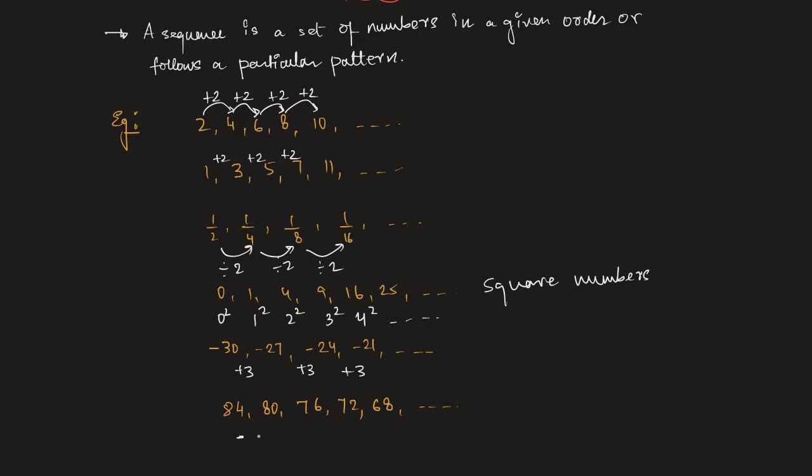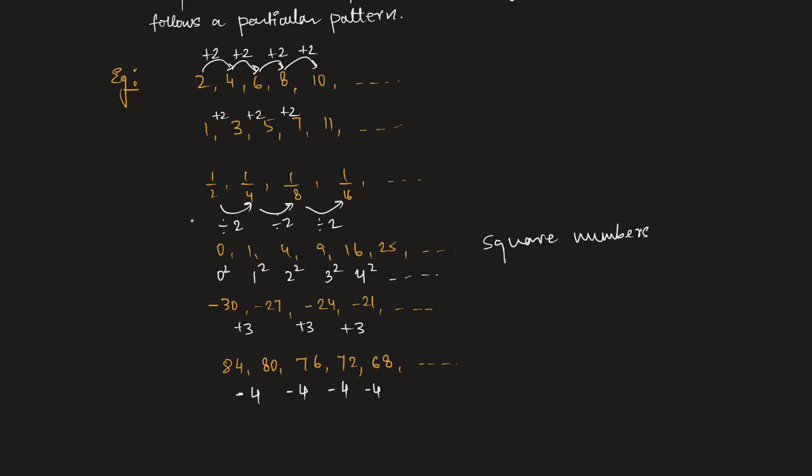This is also a pattern. In this, the sequence is following a pattern of negative 4, or we can say subtracting 4. So all these are known as sequences, meaning any given number series which follows a particular pattern is known as a sequence. Okay, so in this chapter we'll learn about special sequences.